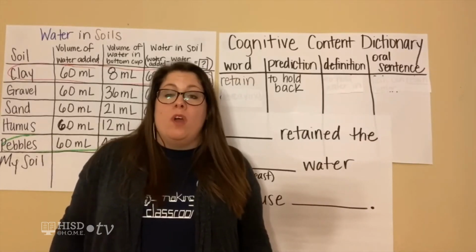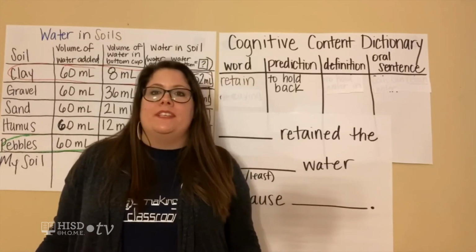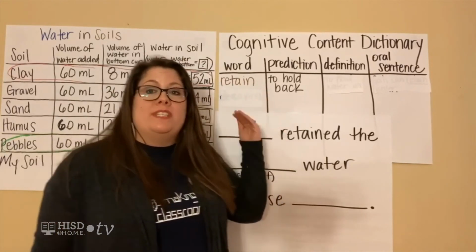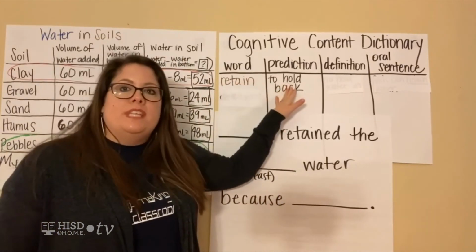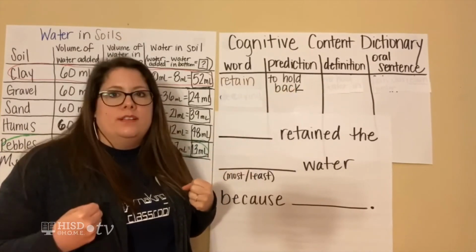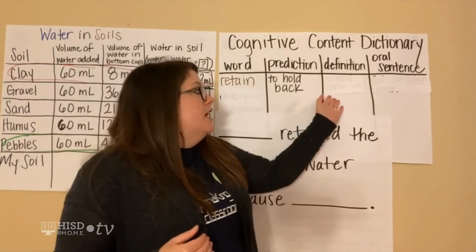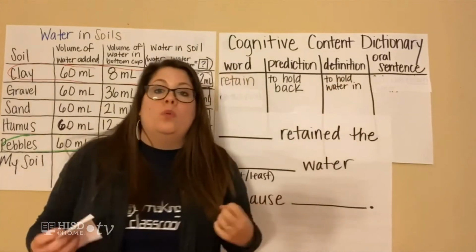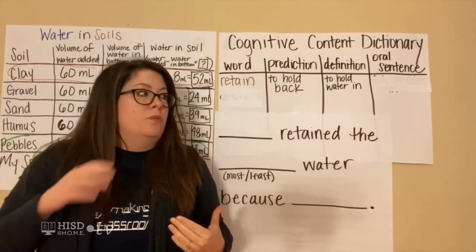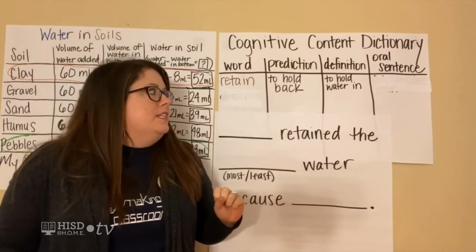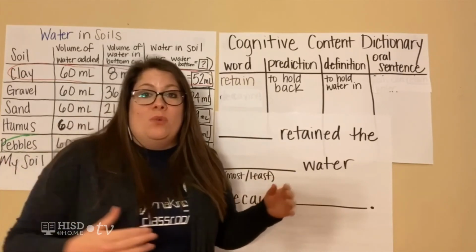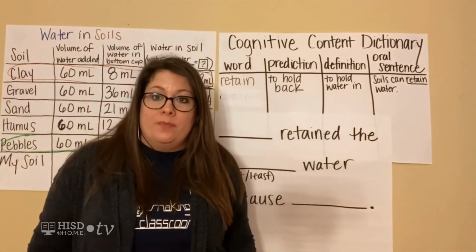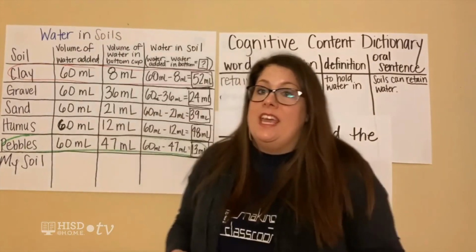Now that we've learned what retain means, and we've talked a little bit more about the science behind what happened with our soils, let's come back to our cognitive content dictionary. So we put the word retain in there earlier. We said retain means to hold back or to hold on to something. So the definition we're going to use for science that you can write down is that retain means to hold water in. We're talking specifically about water when we talk about retain. And our oral sentence that we can use, you can think of your own. Here's the oral sentence I came up with. Soils can retain water.